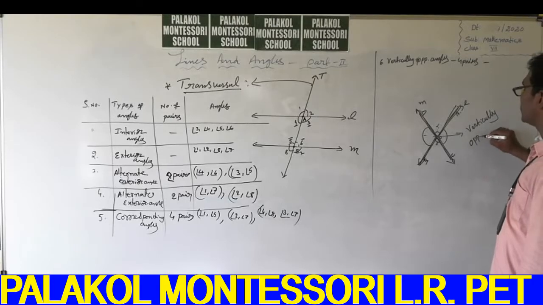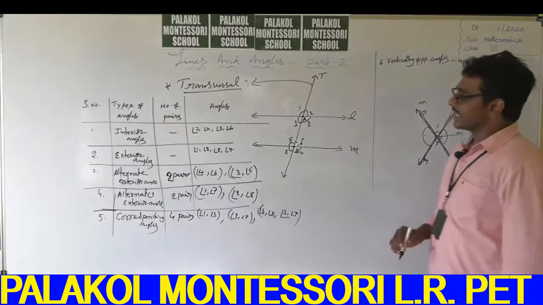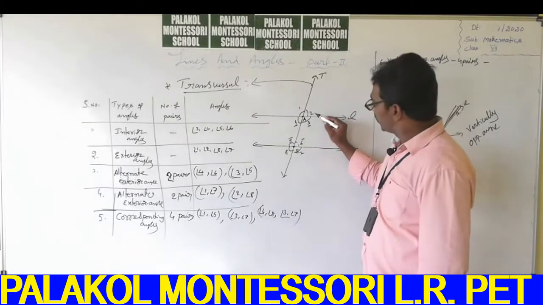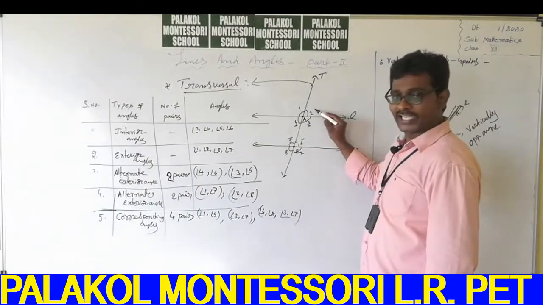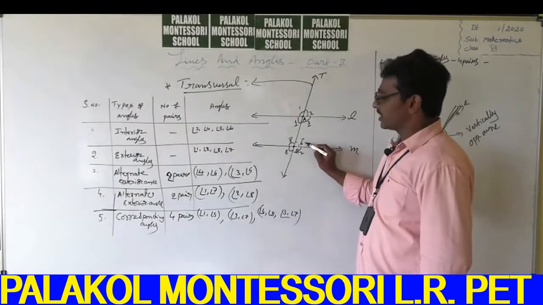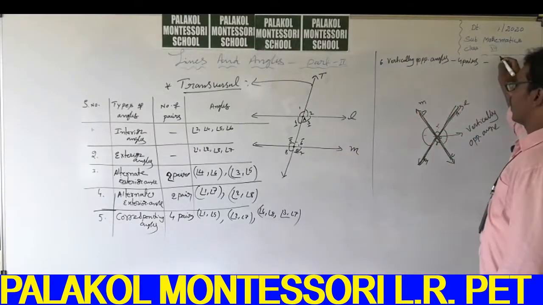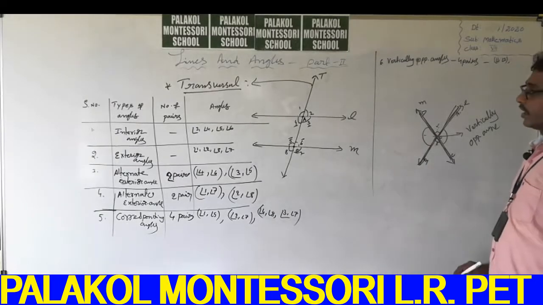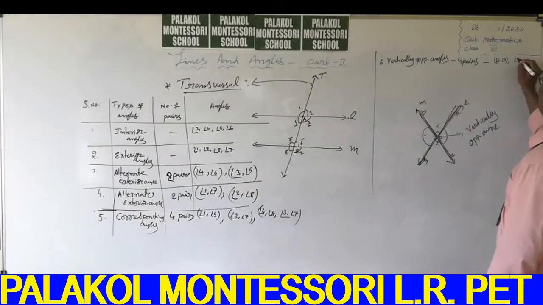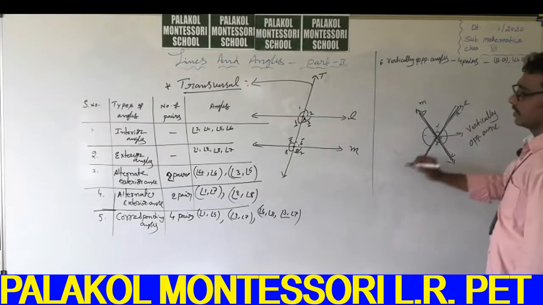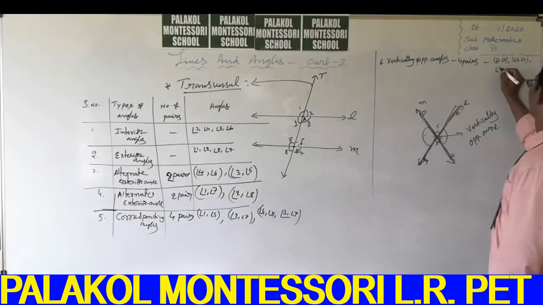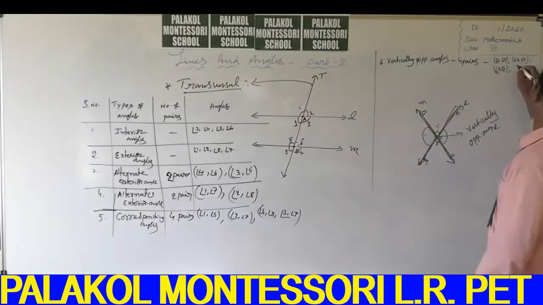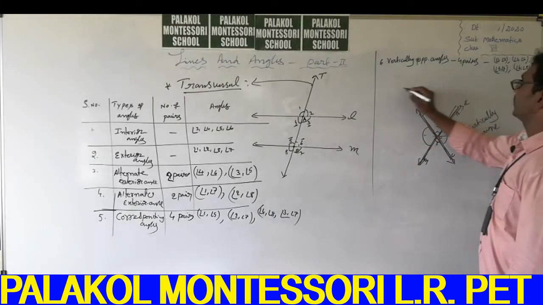In this case, vertical angles, angle 1 and angle 3 are vertically opposite, and vertically opposite angles are equal. Angle 4 and angle 2 are vertically opposite. Angle 5 and angle 7, angle 6 and angle 8 are vertically opposite. Right: angle 1, angle 3; angle 2, angle 4; angle 5, angle 7; angle 6, angle 8. Okay, next one.